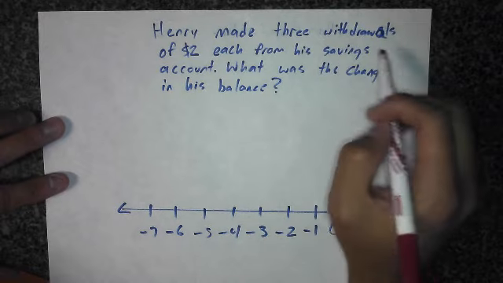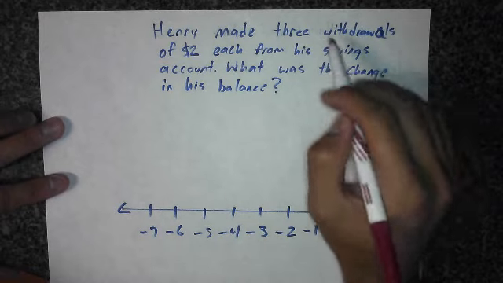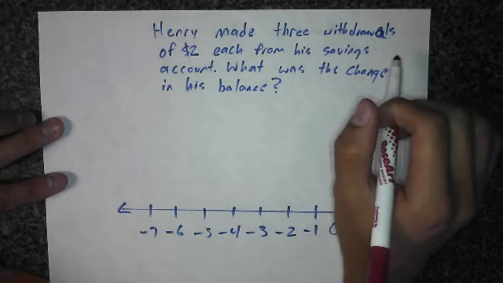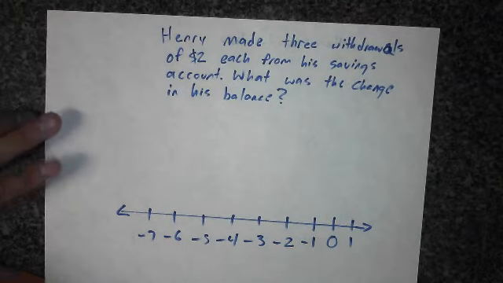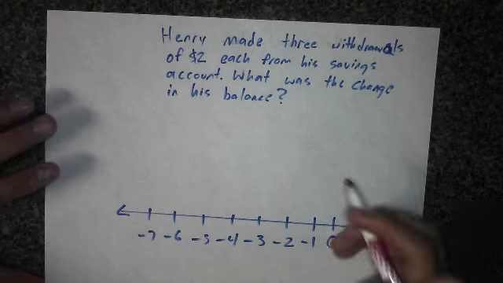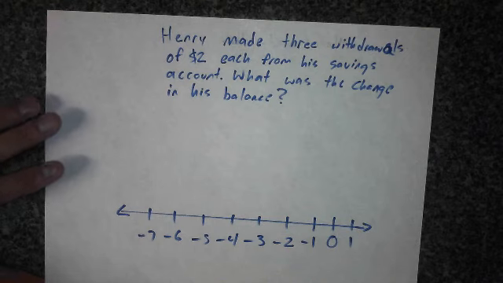Now guys, remember, whenever I say withdraw, that should be an automatic indicator that it's going to be a negative number, because whenever you're making a withdrawal, you are taking dollars away from your account. Now, if it says deposit, then that's different. It would be a positive number because you're adding money into your account.